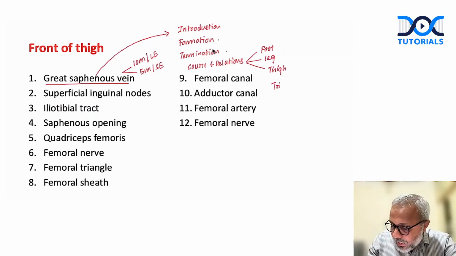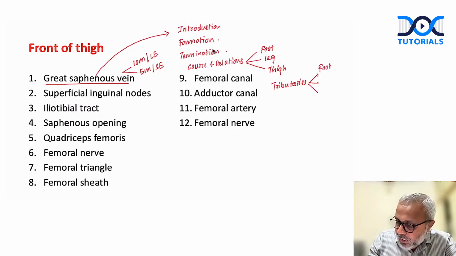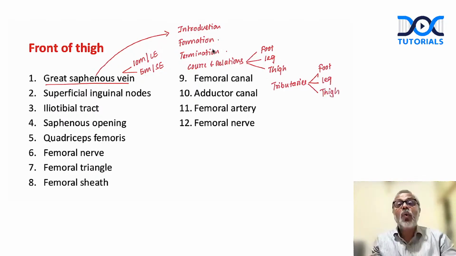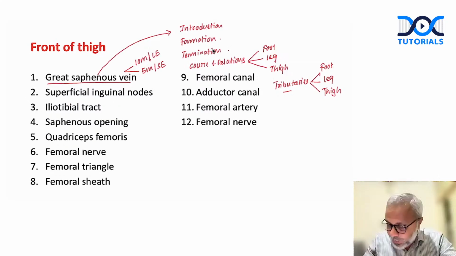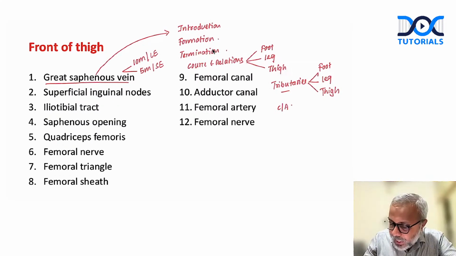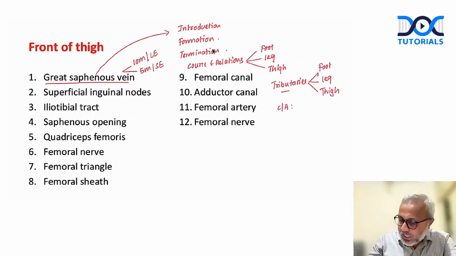Then add lines about tributaries. Even in tributaries, we'll do the same. So we'll start with the foot, we'll then write about leg, and then we'll write about the thigh. What are the tributaries that drain into the great saphenous vein, and what is the area of drainage? This is what we will write in tributaries. Done. After this, we will write about clinical anatomy. Done. In clinical anatomy, of course, we'll be talking about the varicose veins.